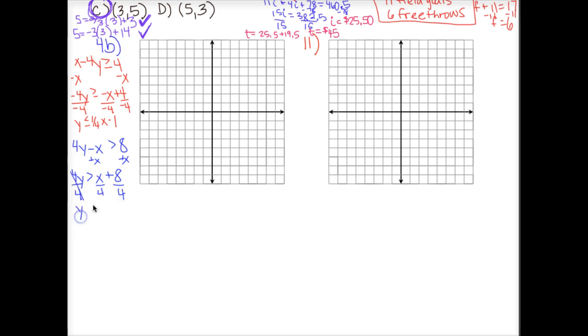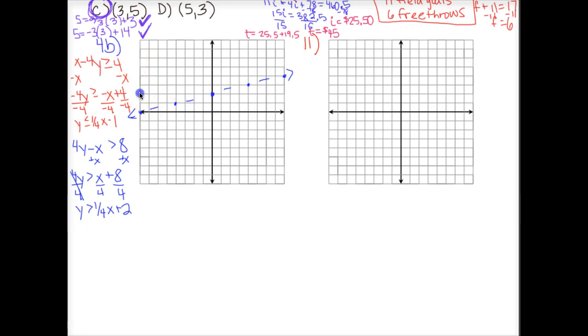Again, when you are dividing and it's a plain x or a negative x, the number in front is 1. So it's 1 divided by 4, which is 1/4. 8 divided by 4 is 2. So 1/4 x plus 2, y-intercept at 2, up 1 right 4, up 1 right 4, down 1 left 4, down 1 left 4. This one is a plain greater than, so it's a dashed boundary line.